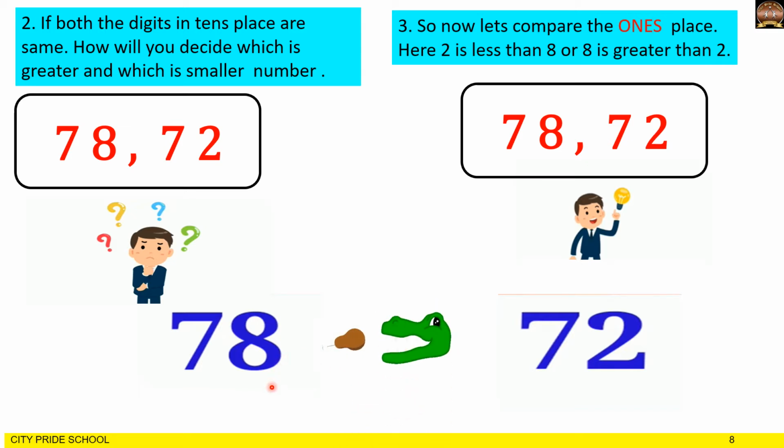Yes, it will eat the biggest number. So it will eat the 78 number. So the crocodile's mouth will be open to the bigger number. So this is the symbol for the greatest number, right? So 78 is greater than 72.